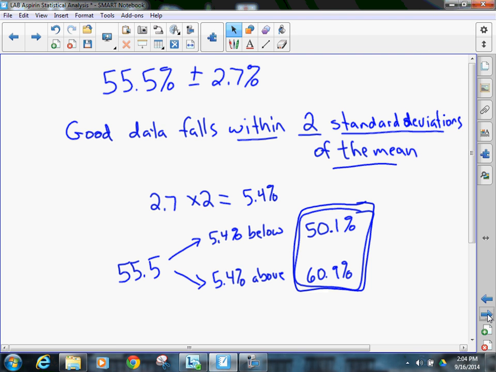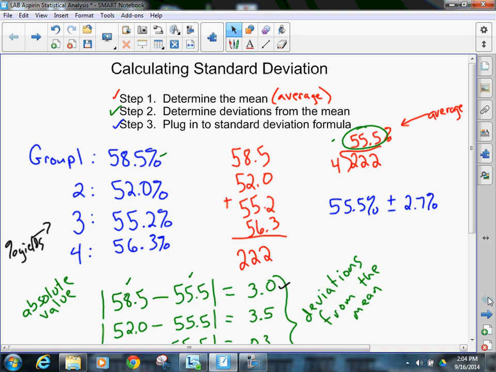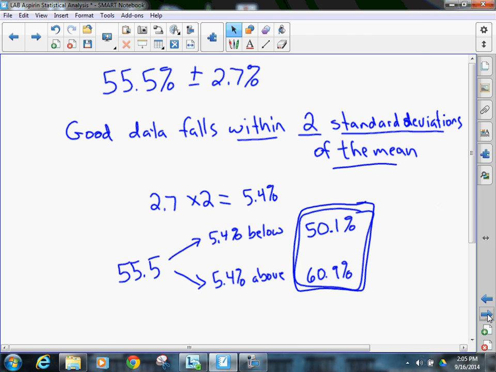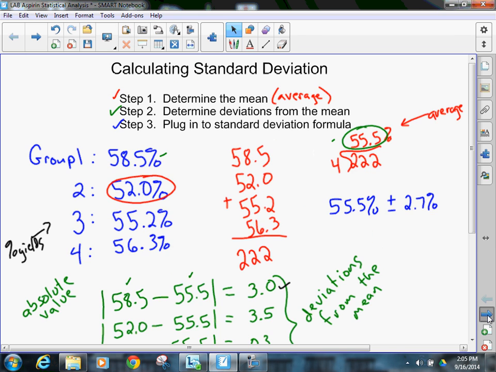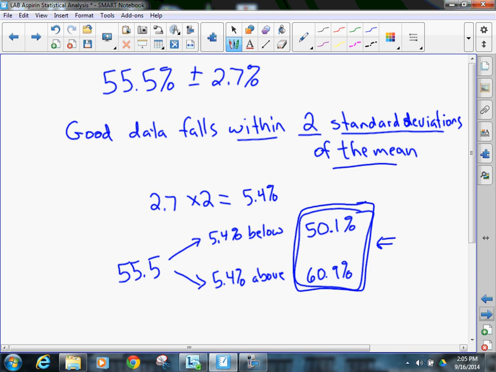So we could look at and ask ourselves, if maybe you were group number 2. Let's go back and look at group number 2's data. Group number 2 had a 52% yield. So how do they determine if their data is good? Well, did it fall in this range within 2 standard deviations above or below the mean? And yes, it did. Their data was 52%, and that's right in this range right here. So their data is good.